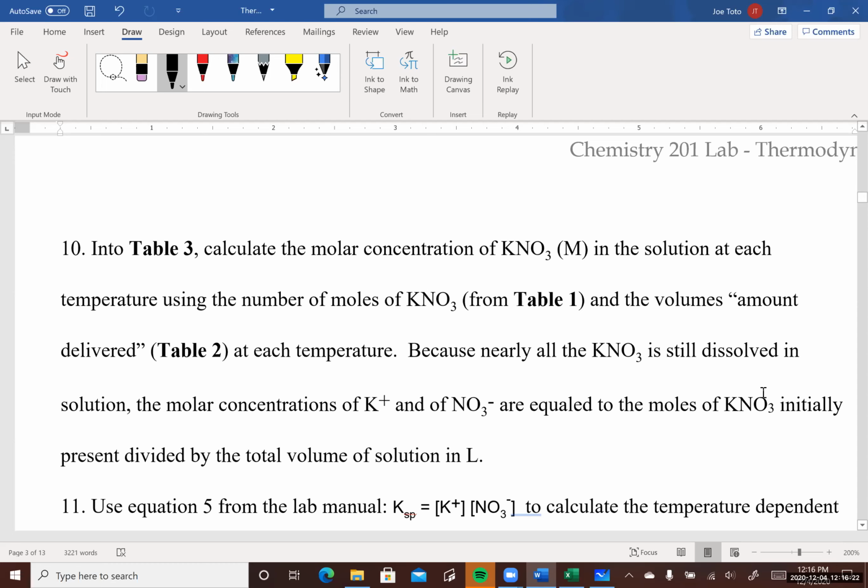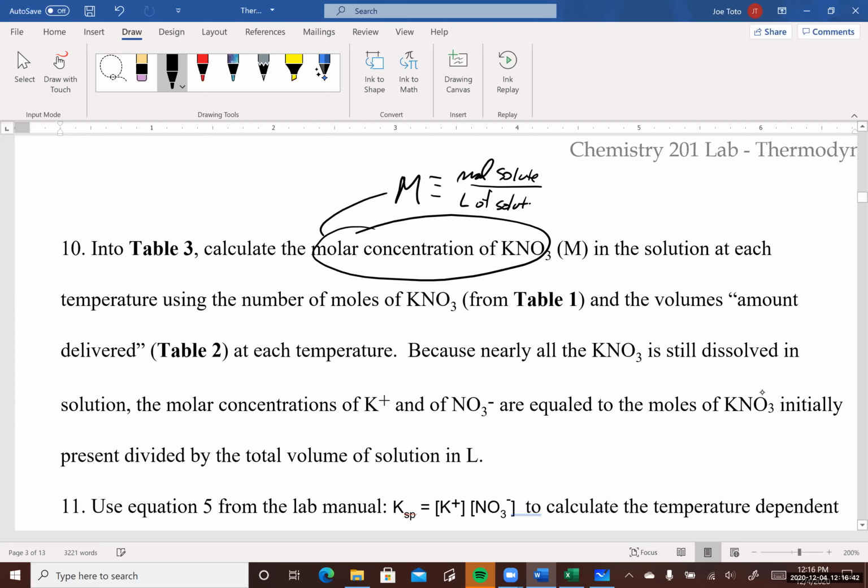So to calculate the molar concentration, remember the definition of that is molarity, and that's defined as the moles of solute over the liters of solution. So the moles of the solute you calculated previously. The liters of solution, that's going to be found in the graduated cylinder reading.